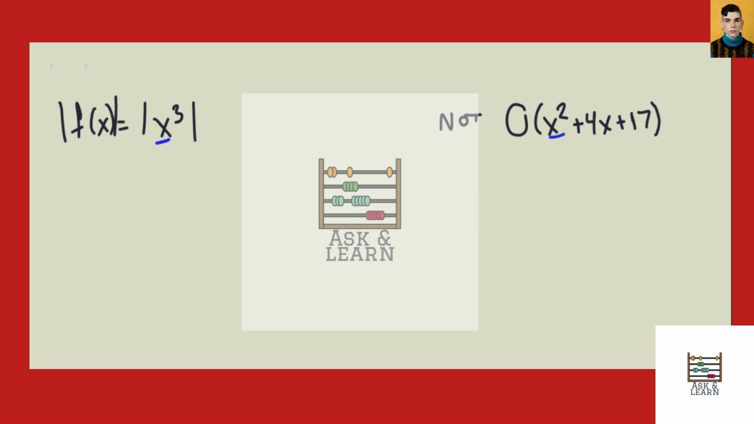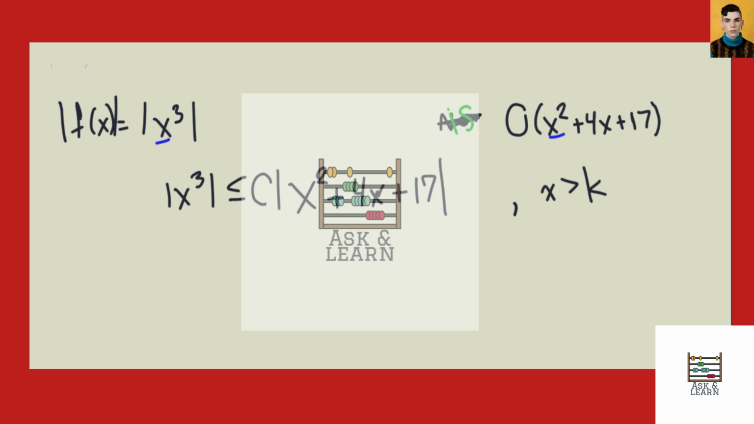So let's do a proof by contradiction. Let's assume that it is, right? Let's pretend for a second that this function is big O. Well, that would mean that the absolute value of x cubed must be less than or equal to some constant times the absolute value of x squared plus 4x plus 17, for some x larger than k.